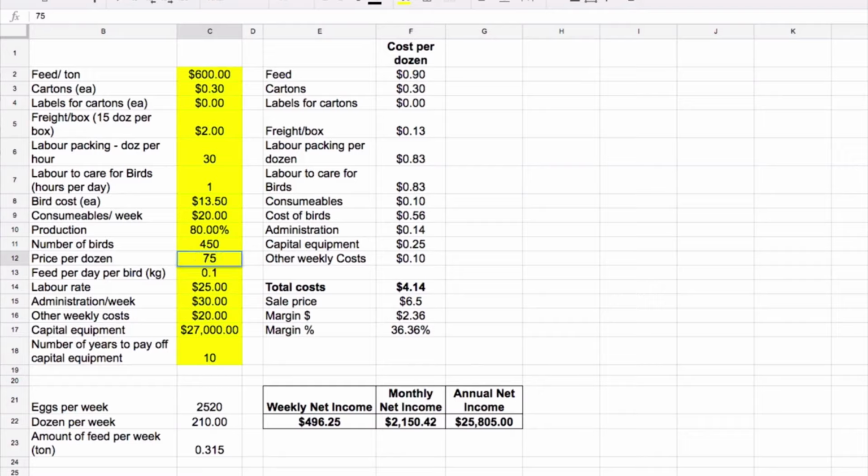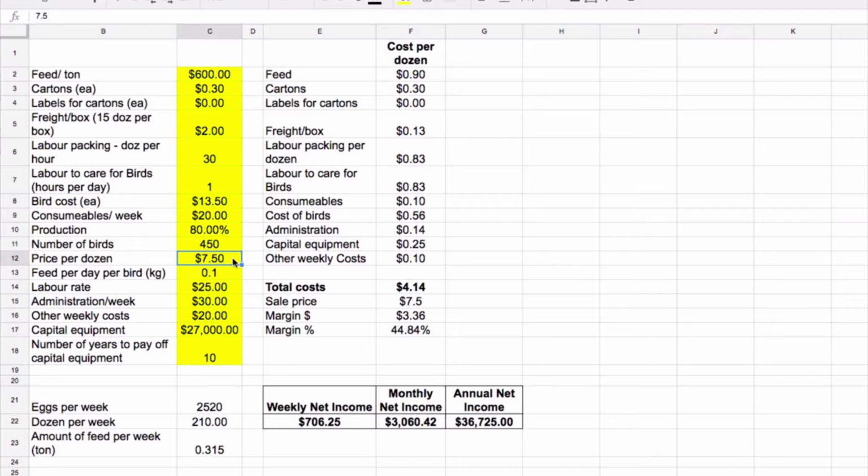We've only increased it by $1 a dozen. Gone from 500 to 600. Oh, I only put it up. There we go, 750. From 500 to 700. So you can increase your income by over $200 a week, just by working out a way to increase your price per dozen.